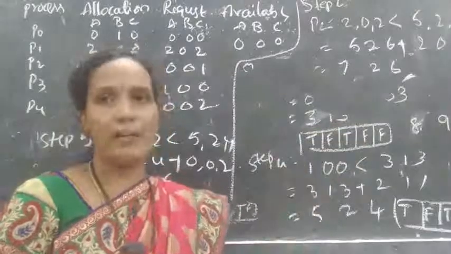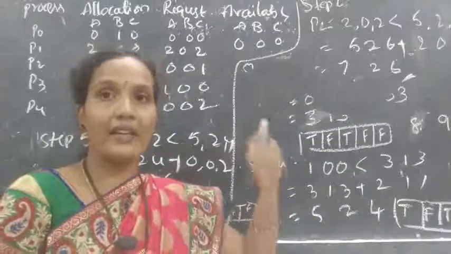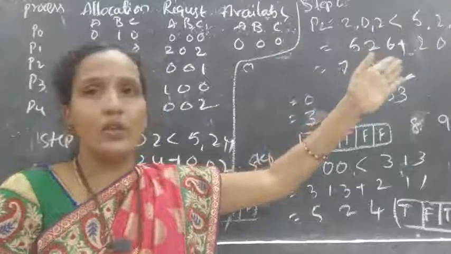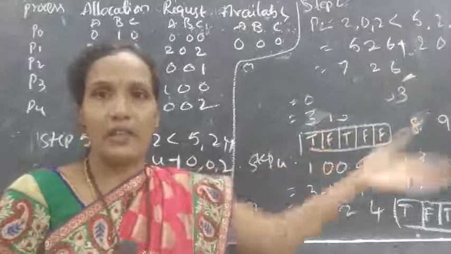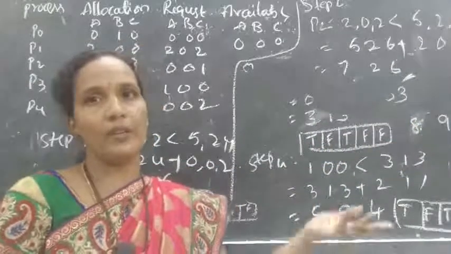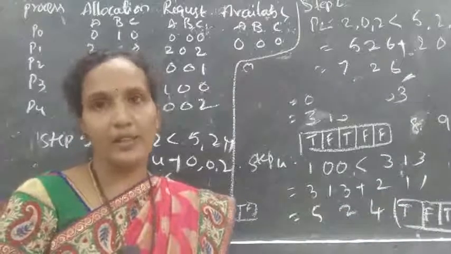So in this example, there is no deadlock. If you want to show a deadlock, then you increase the resources here. For example, for P2, instead of 2, 0, 2, you give 10, 11 and so on. Then the resources cannot be allocated to that process, and the system will lead to a deadlock. So this is about deadlock detection.